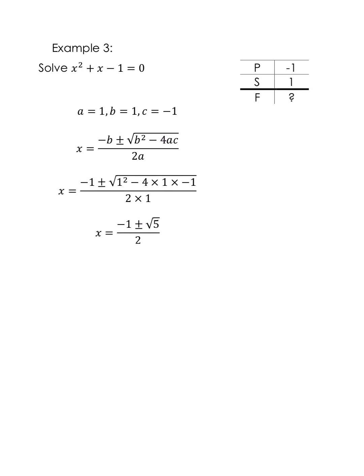In this example, a is the number in front of x squared, which is 1. b is the number in front of the x, which is also 1, and c is the constant on the end, minus 1. Substituting into our formula, we get minus 1 plus or minus the square root of 1 squared minus 4 times 1 times minus 1, all over 2 times 1. As I've said in previous videos, work out what's underneath the square root first: 1 squared minus 4 times 1 times minus 1 gives an answer of 5. We could go on and solve this as a decimal, but this is an exact answer. So our solution is minus 1 plus root 5 over 2, or minus 1 minus root 5 over 2.